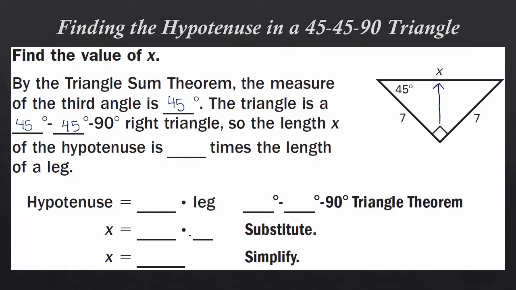So the length x of the hypotenuse is square root of 2 times the length of the leg. Each leg is 7, so using the 45-45-90 triangle theorem, we substitute in the value for the leg, which is 7 times square root of 2. We can multiply 7 and square root of 2, but we'll get a decimal answer. Let us leave our answer in radical form, so we move the 7 just outside of the square root of 2 and get 7 square root of 2.